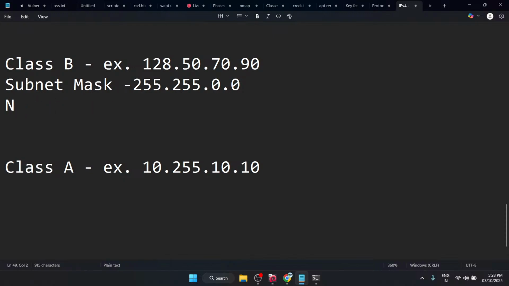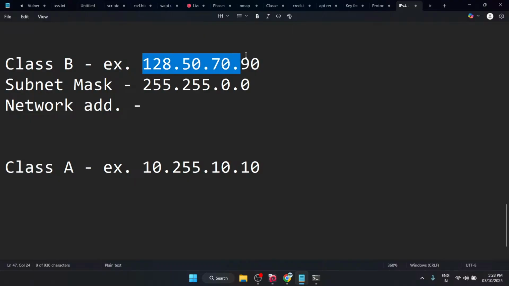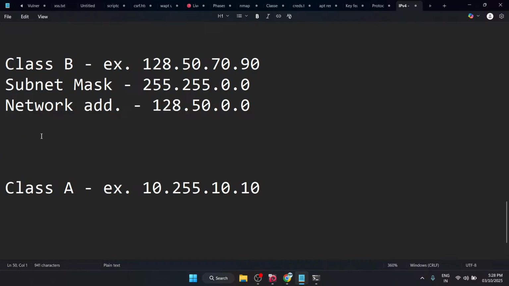So, yeah, let's begin with the network address again. And we have got this example IP. Again, these two octets represent the network portion. So these two octets are gonna be the same, and here in these two octets we'll have to put 0 because this is the network address, the first address.